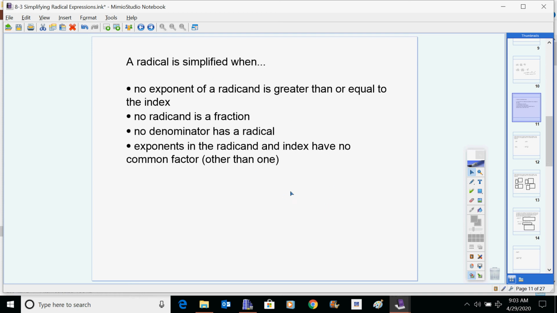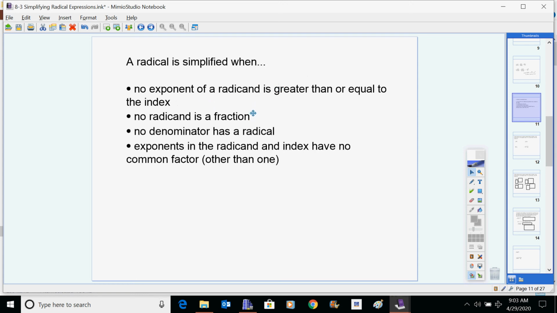I've got them written here so you have something to check for, but you're going to get used to how they look. Okay, so the radicand is the number under the radical. No exponent under the radical has to be, it always has to be smaller at the end than the index. If it's greater than or equal to, you have more simplifying to do.